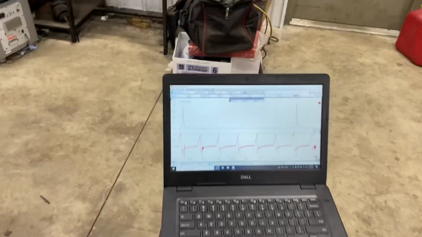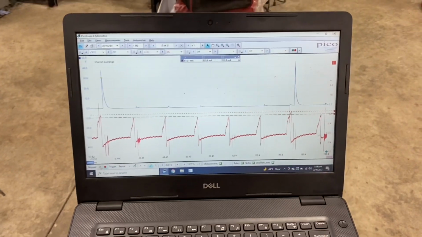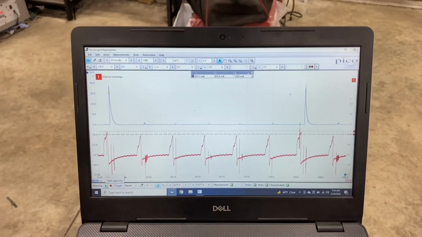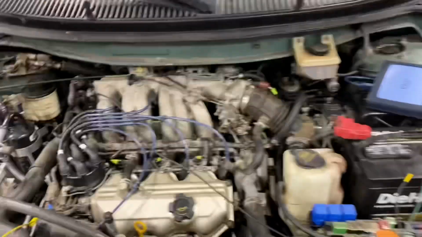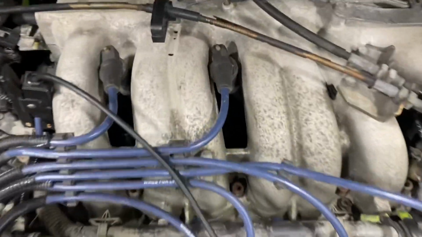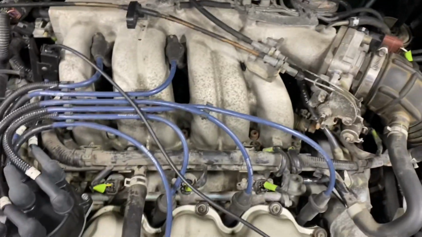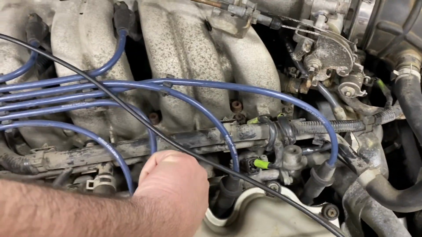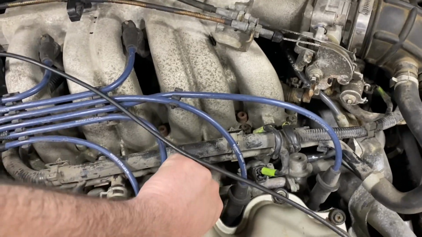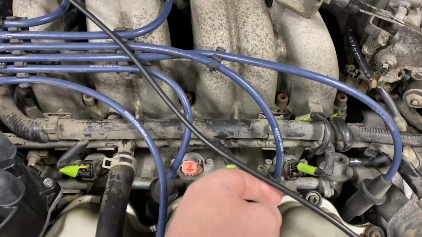So what I'm gonna do is we're gonna play this screen here. All right, so that's a live screen. And let's unplug an injector that we can get to very easy. See, the back injectors are under that intake manifold. That's kind of hard to get to. So let's unplug this one right here. All right, number four. So number four is electrically unplugged.